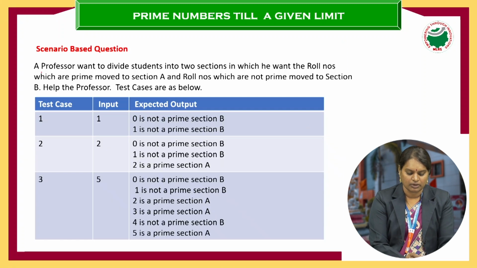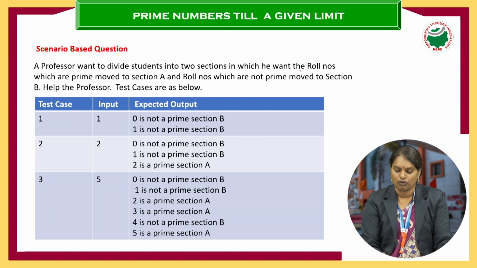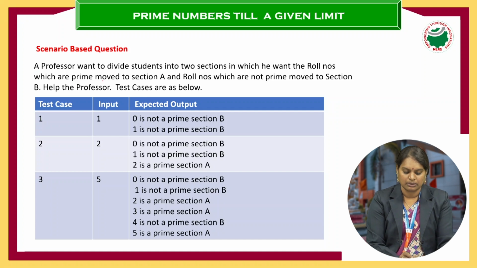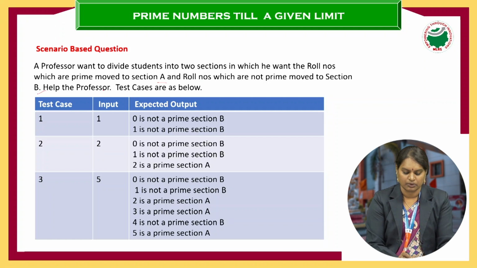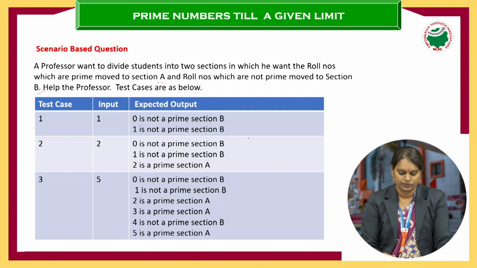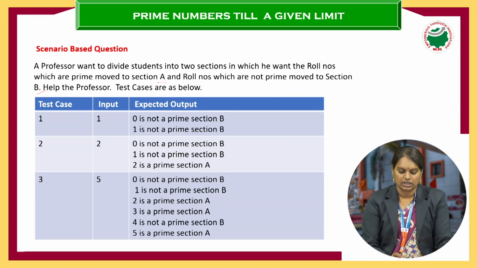Let's read the question. A professor wants to divide students into two sections, in which he wants the roll numbers which are prime to be moved to A section and roll numbers which are not prime to be moved to B section. Help the professor, and these are the test cases given. So as per the test case, when you are doing scenario based questions, as I told in the previous lecture, your expected output should be kept in mind. What exactly is expected is your test case.